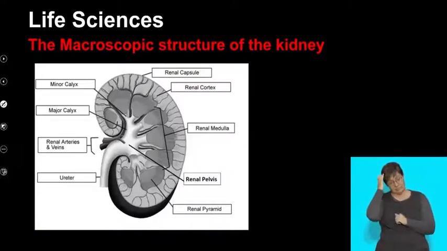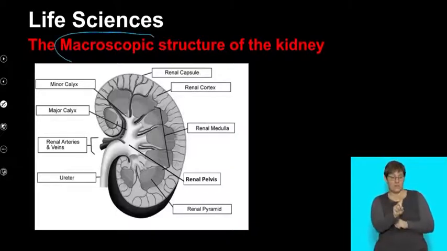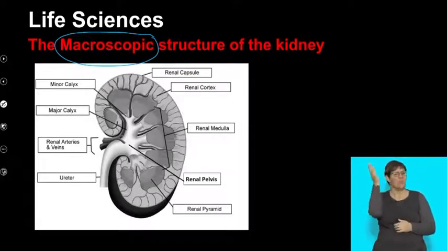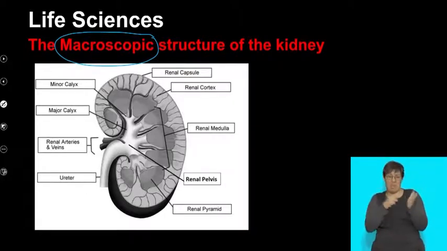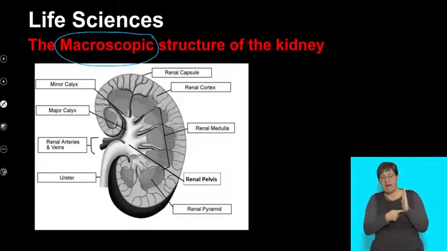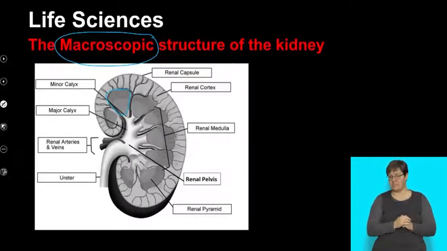Then, very importantly, we looked at the macroscopic. We cut the kidney in half and we have a look at the structure of the kidney. You need to know this diagram. You need to be able to label this diagram. And when we cut the kidney open, we can see it has some really distinctive features. And one of the distinctive features was this concept over here called the renal pyramids.